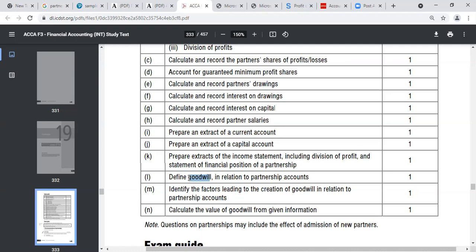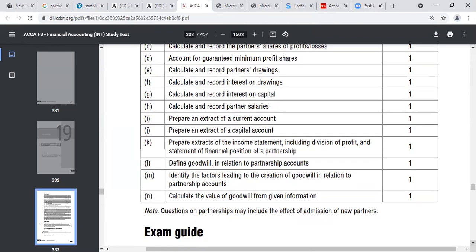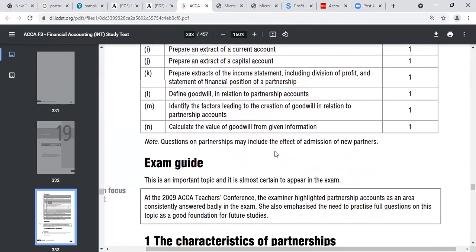And then also to understand scenarios that may lead to creation of goodwill. I've already commented on that. And then being able to calculate goodwill from information that is given. So as you can see, questions on partnership may include the effect of admission of new partners, just so you can know.